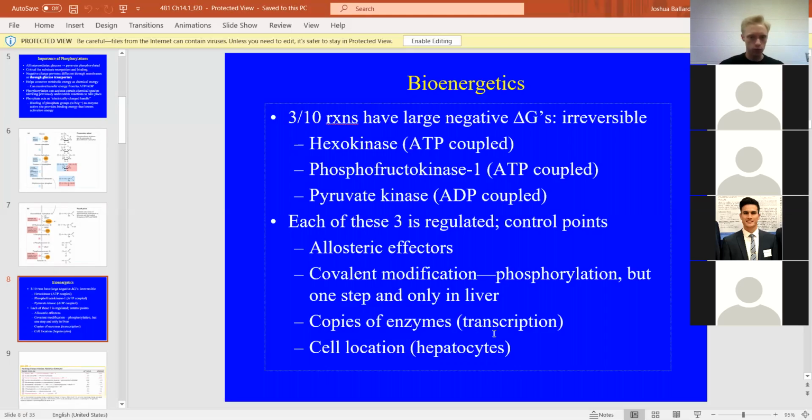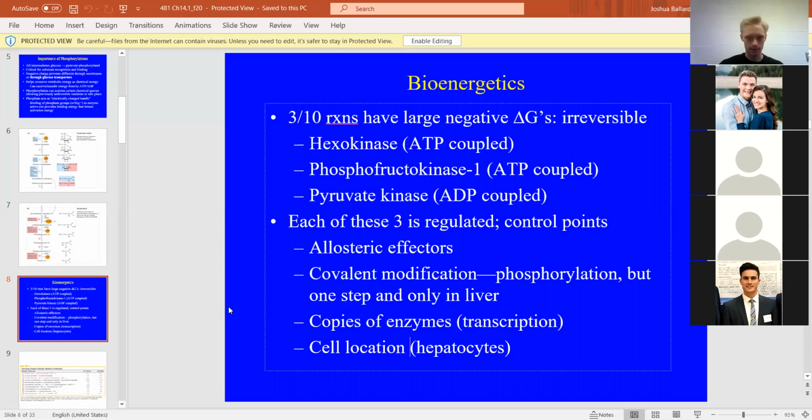And does anyone know where glycolysis happens in the cell? It's in the cytosol, right? Mm-hmm. Yeah, exactly.